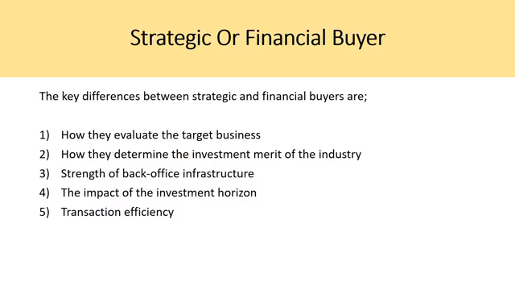And then finally, transaction efficiency. From an efficiency perspective and negotiating and all that, the financial buyers are expected to be more experienced because that's their business. They're in the business of acquiring companies and handling and eventually selling those companies. So from a transaction efficiency perspective, you see a larger advantage to the financial buyer than the strategic buyer. Okay.